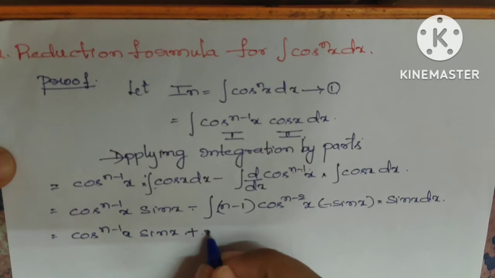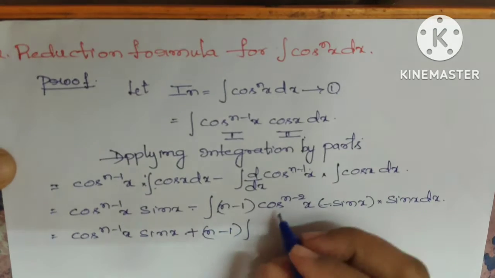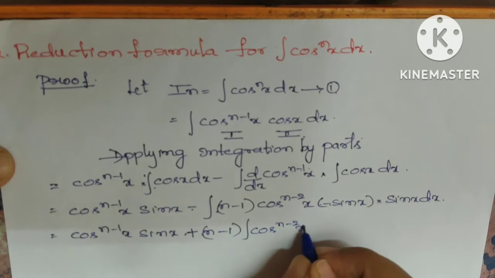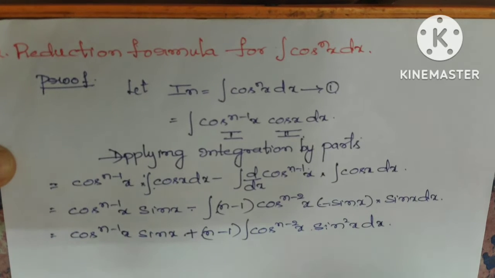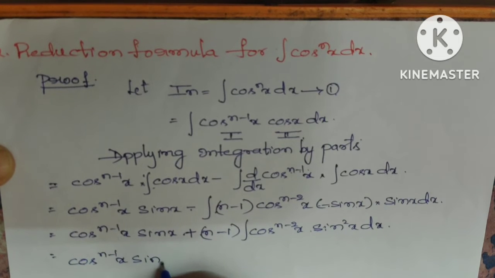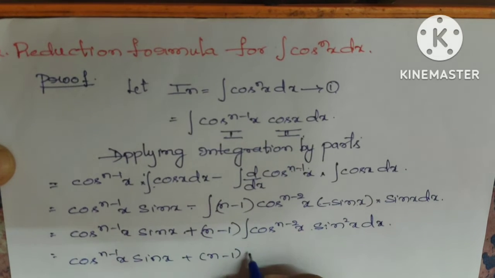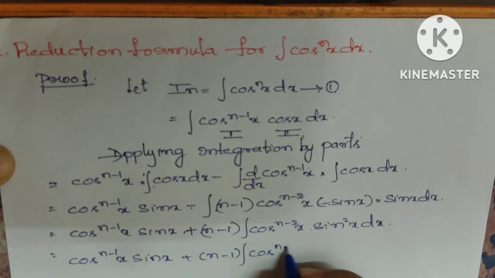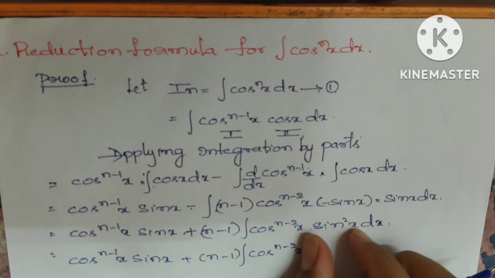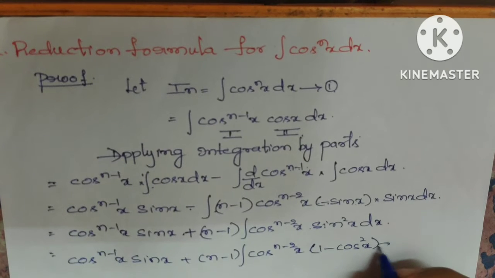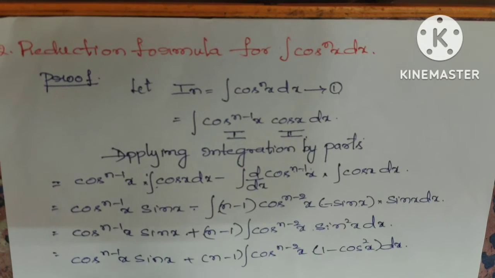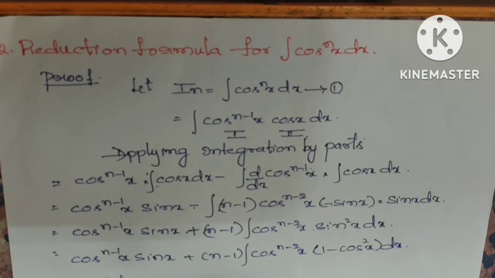I'll take this n minus 1 outside, n minus 1 into integration of cos power n minus 2x sin x into sin x is sin square x into dx. So this will remain same, cos power n minus 1x sin x plus n minus 1 into integration of cos power n minus 2x. To this sin square x, I'll write it as 1 minus cos square x using the trigonometric identity into dx.